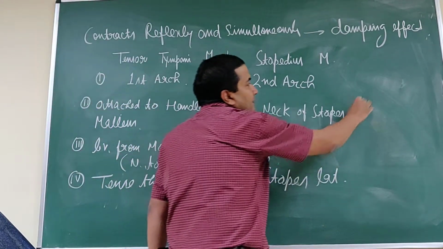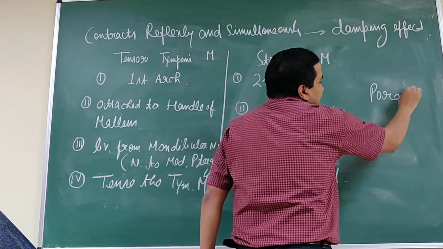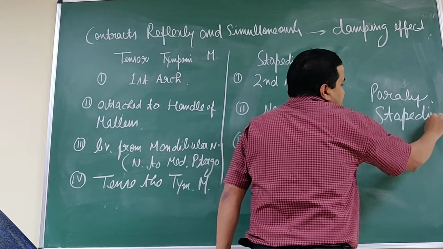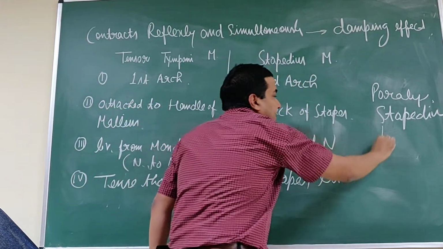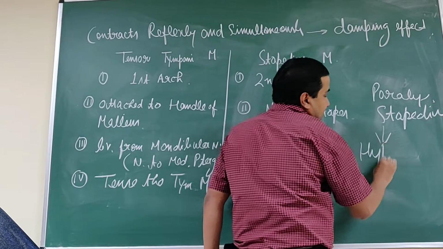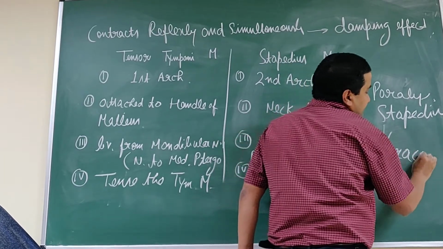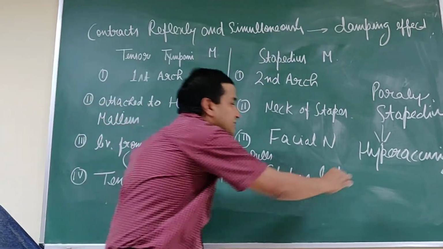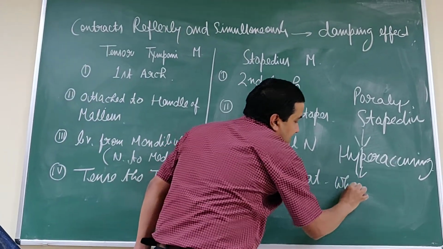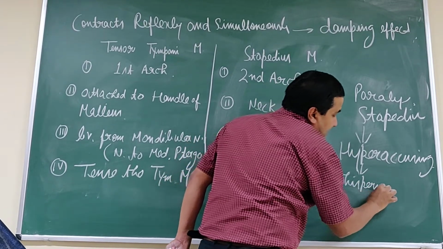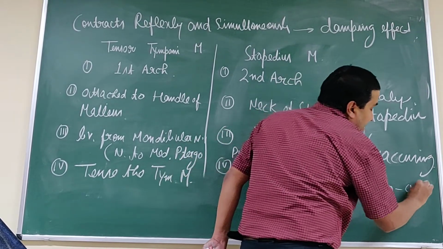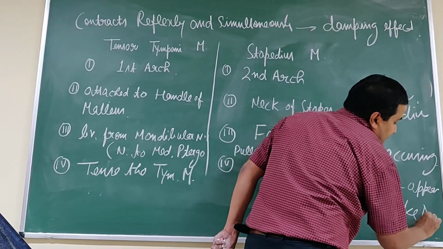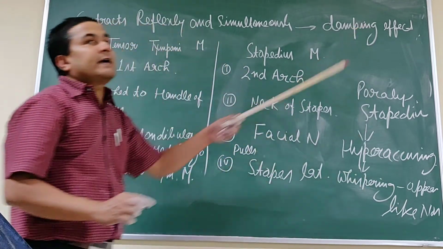In case of paralysis or loss of function of the stapedius, as we have discussed in the facial nerve, it leads to hyperacusis. In hyperacusis, a whisper appears like a noise, due to the loss of this damping effect.